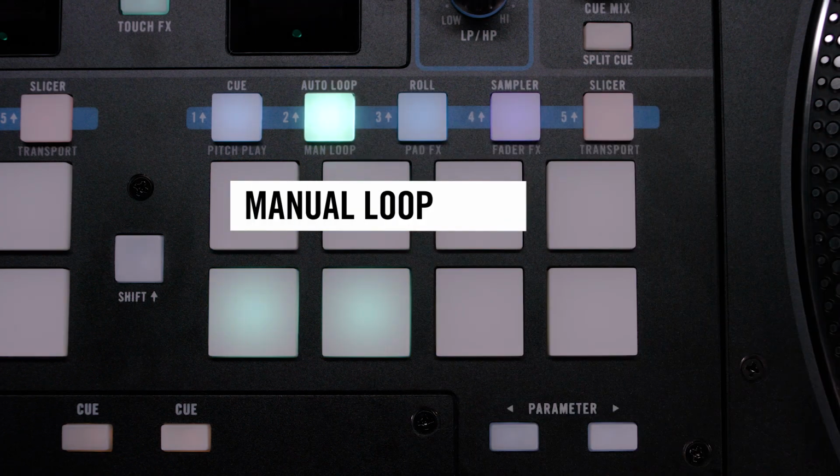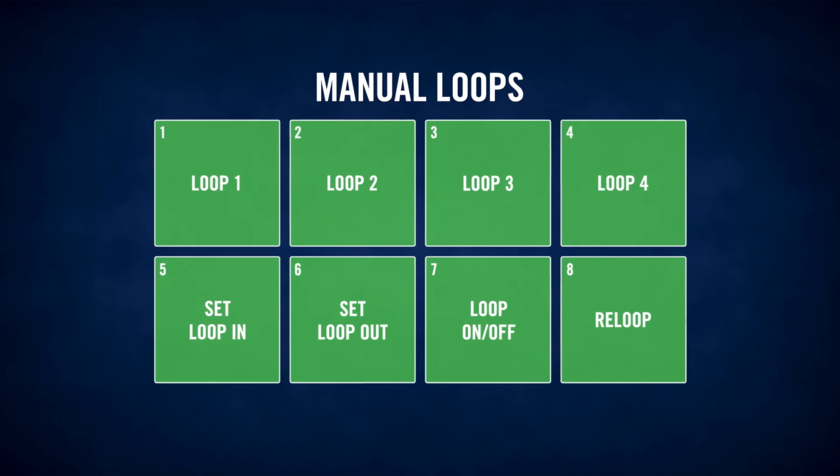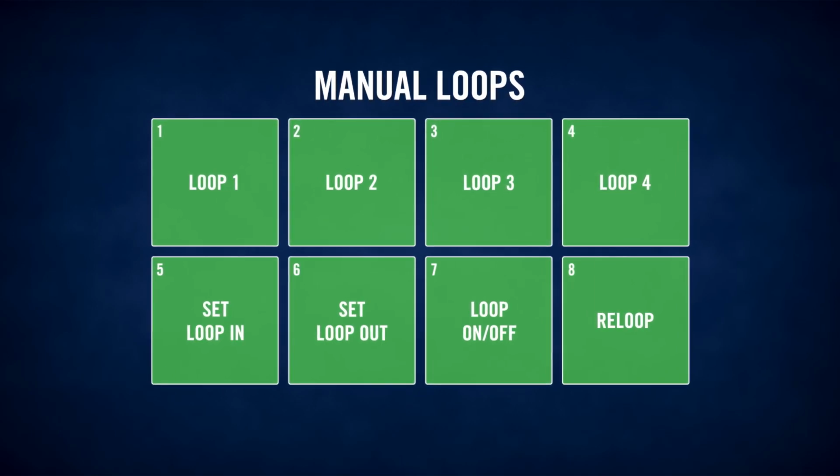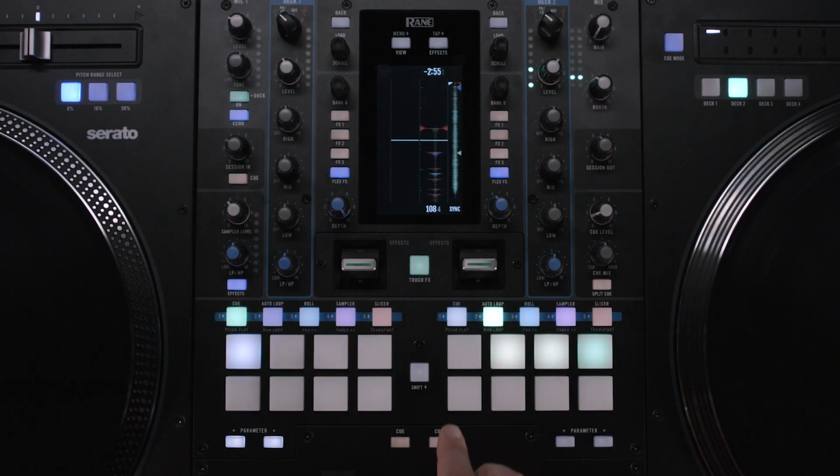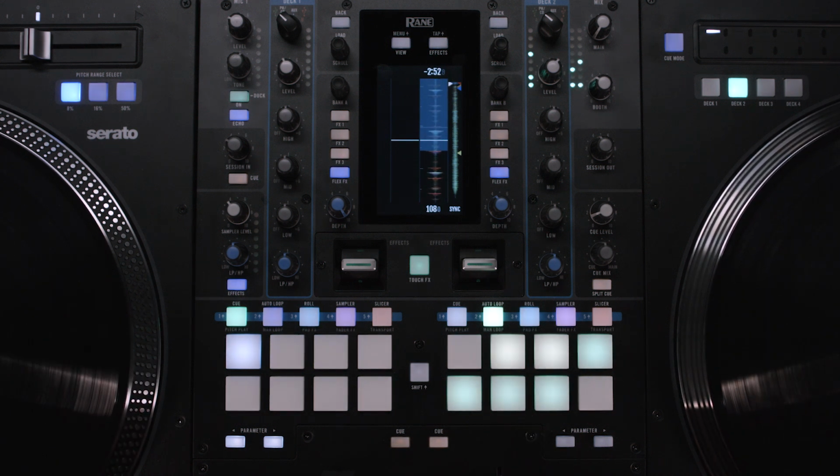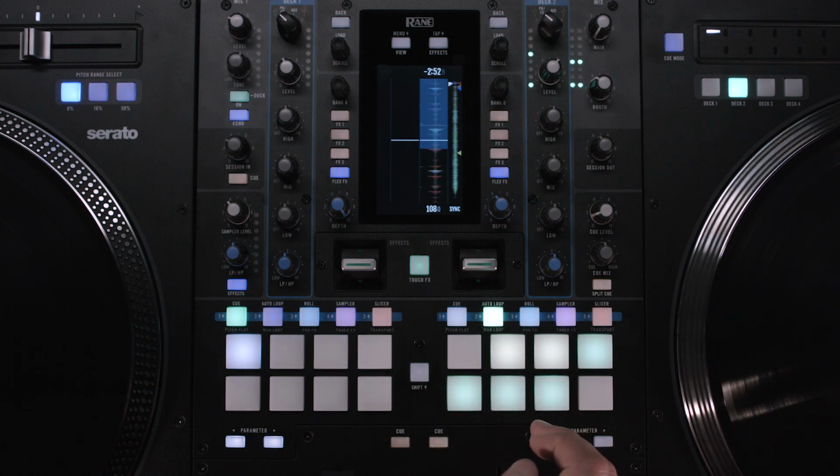In manual loop mode, you can create, save, and recall loops. There are 2 banks of 4 loops that you can access. To create a loop, press pad 5 to set the loop in point and pad 6 to set the out point. Button 7 toggles the activation state of your loop.